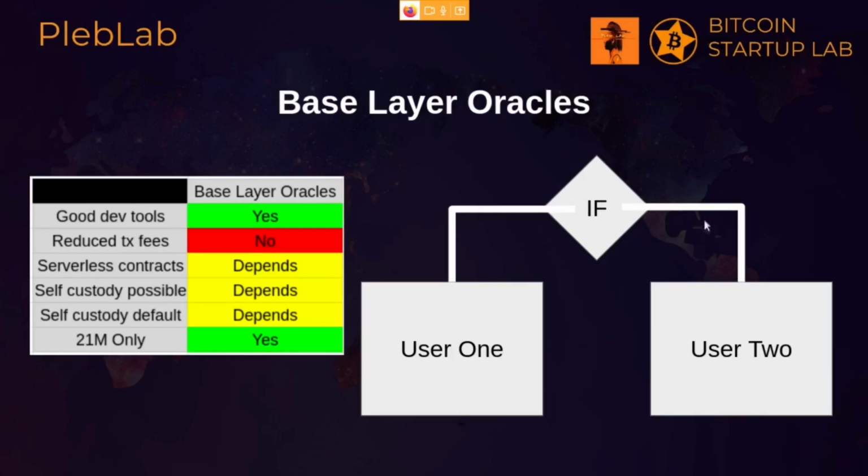and have an oracle say whether that happens. Of course, some of the negatives of this: base layer oracles do not get any transaction fee benefit. They're going to cost the same as a regular Bitcoin transaction because they are a regular Bitcoin transaction. You're just adding a condition in script that says the outcome is determined based on some third party's statement.